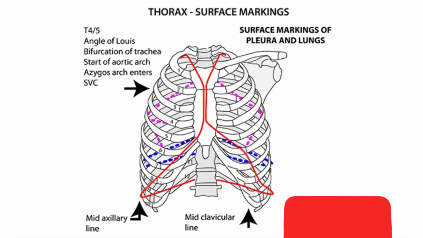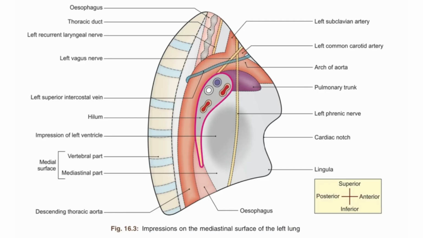So let's talk about the roots of the lungs. The root of the lungs is a short, broad pedicle that connects the medial surface of the lung to the mediastinum. Okay, so this root is formed by structures which either enter or come out of the lungs at the level of the hilum. So the root lies opposite the bodies of the fifth, the sixth, and the seventh thoracic vertebrae.